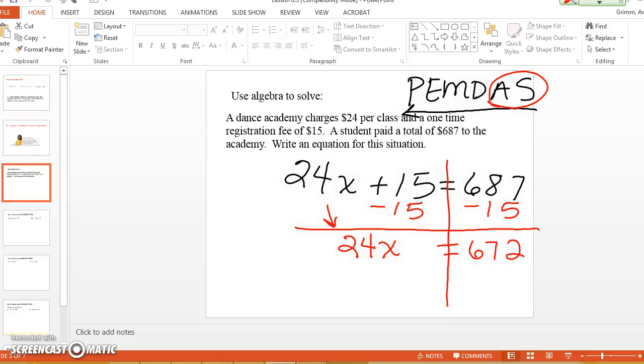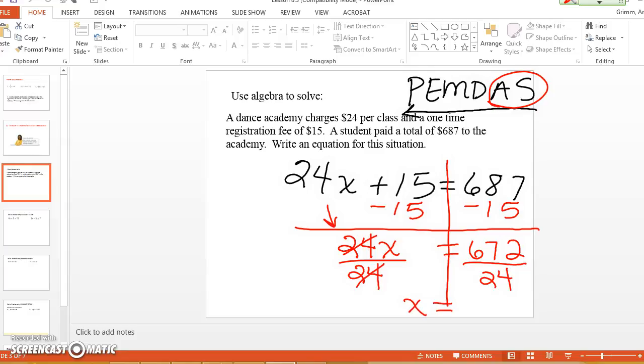So what would I need to do now? Sam? Yeah, I would divide by 24. Because now it's a one-step equation, plus it makes sense if I'm paying $24 per class to divide. Okay? All right, so I divide by 24. Divide by 24 using my fraction bar. These are going to cancel out.